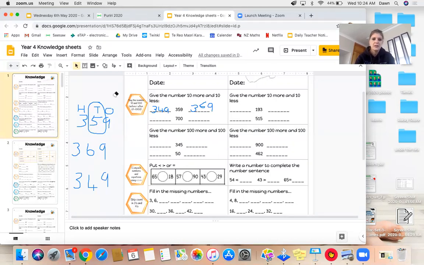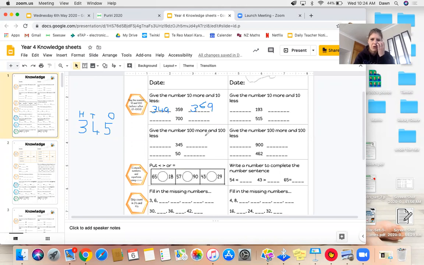Okay, now look over here. I'm just going to rub this one out. The next one is asking us, what is 100 less and 100 more? So if you do exactly what I've done just now, in your head, you have the number, and then you make your place value letters, hundreds, tens, and ones. Okay, it says give the number 100 more and 100 less. So we're looking at the hundreds column now. Okay, so what is 100 more than 300? It's 400. And then the rest of the numbers stay exactly the same.